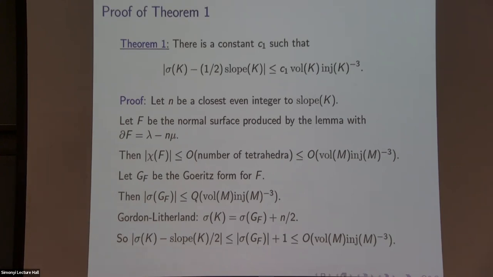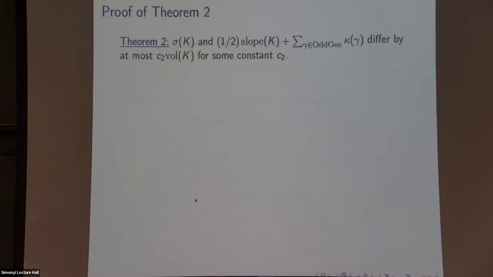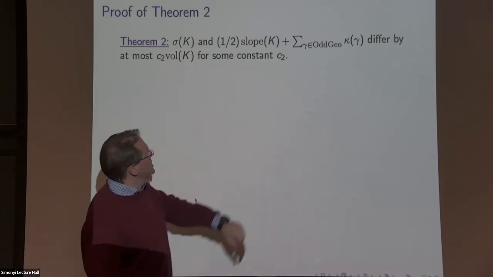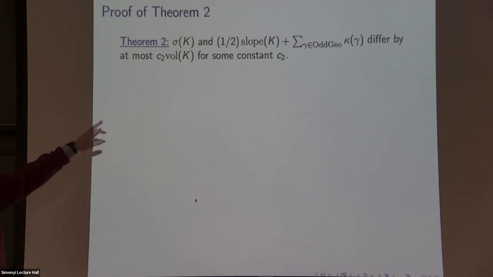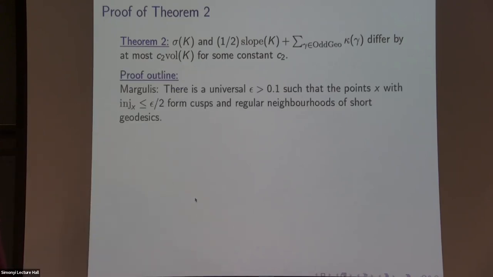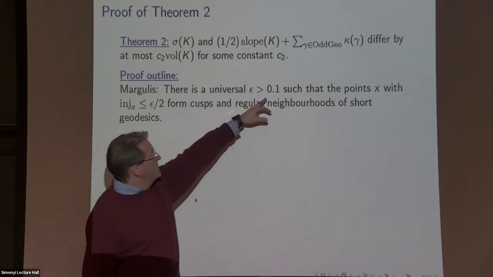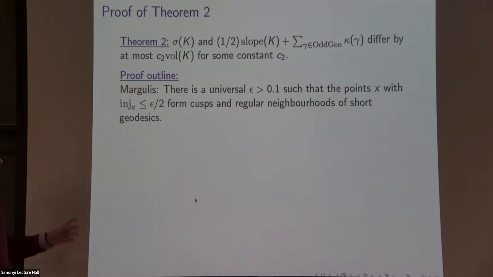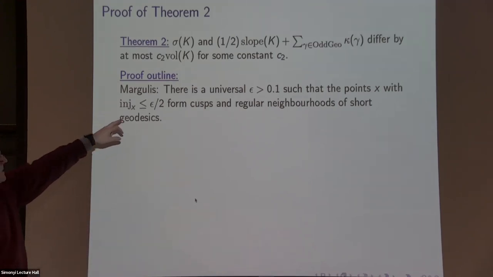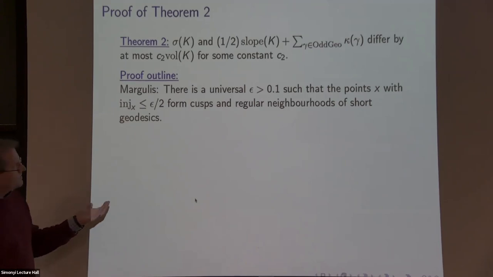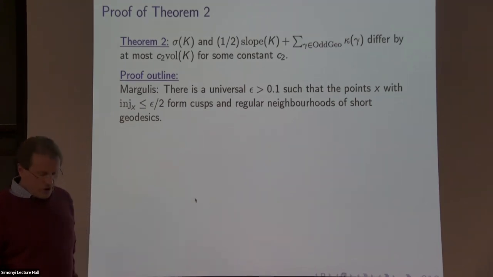Right, let me finish by just giving you a quick proof of theorem two. Theorem two is similar. It says that the signature and half the slope plus this correction term differ by a constant times the volume. You do a similar sort of thing, but now you use the Margulis lemma to say there's some universal number epsilon, which is greater than 0.1, so that when you look at the points with injectivity radius at most epsilon over 2, they're just the cusps and regular neighborhoods of short geodesics.